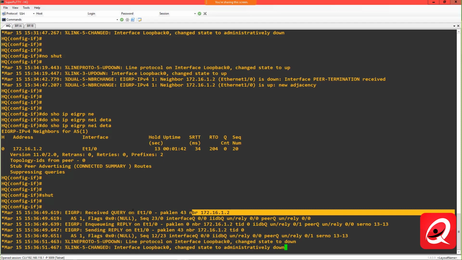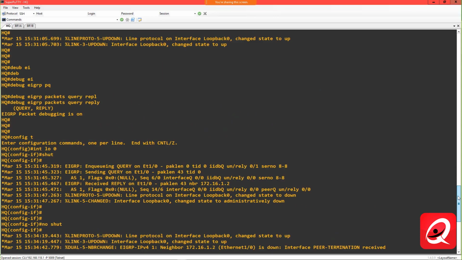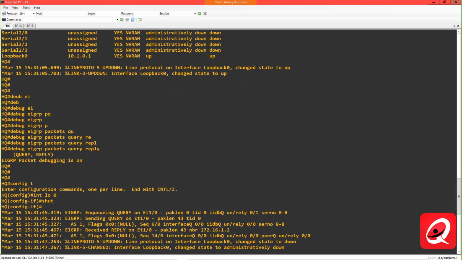Can you please tell me if there's another route? And I send a reply, of course, saying, no, there isn't another route. But I didn't send the query in this particular case. If we scroll up here, we can see that we in-queued a query out of Ethernet 1.0. We sent the query to the peer, and we got a reply from the peer, which is 172.16.1.2.